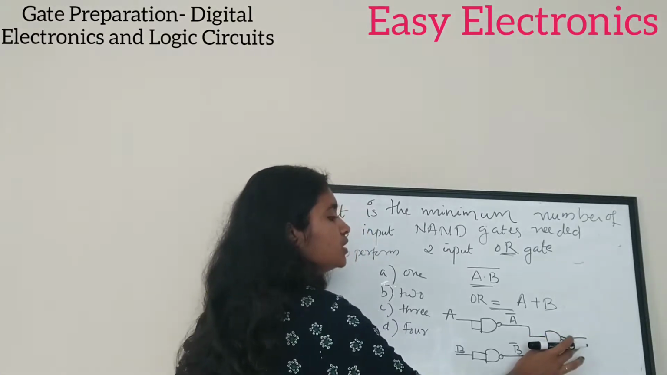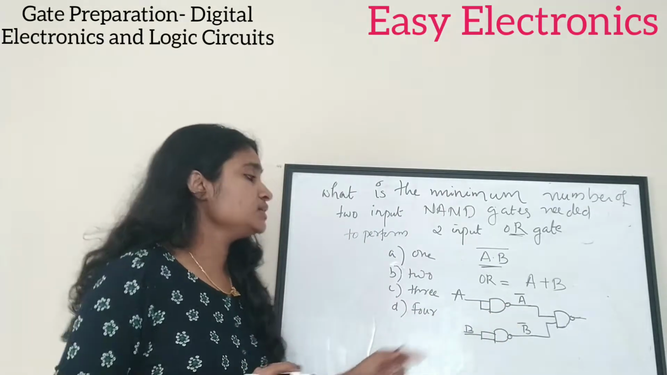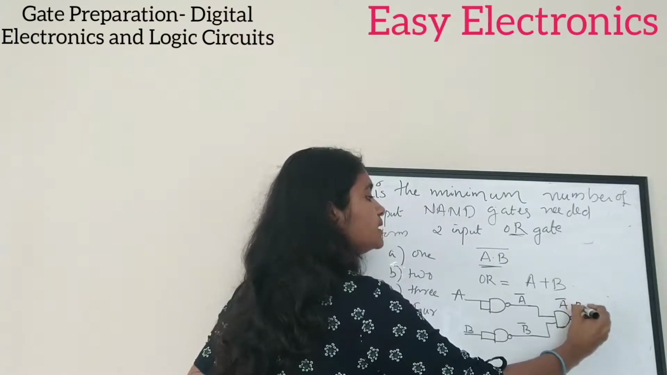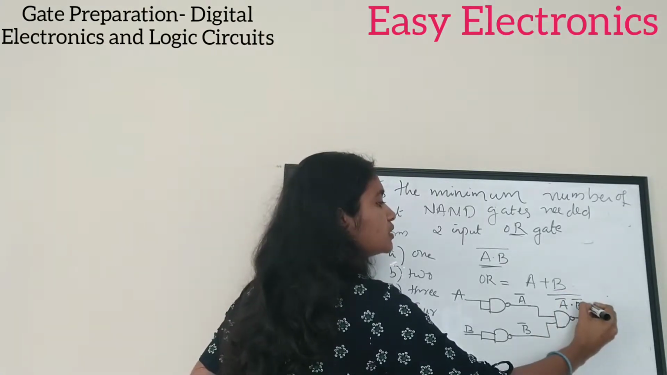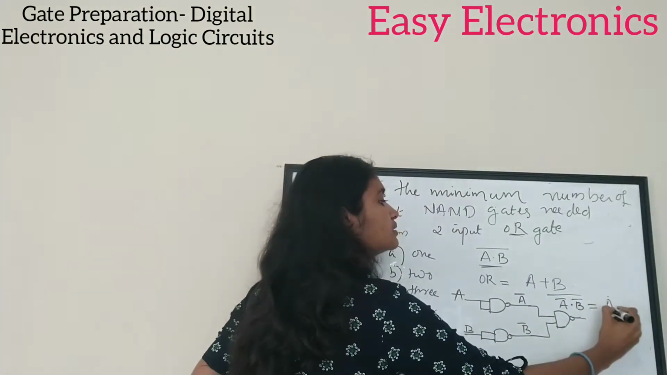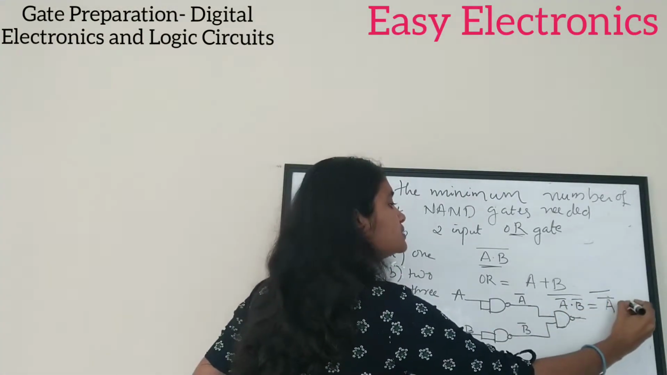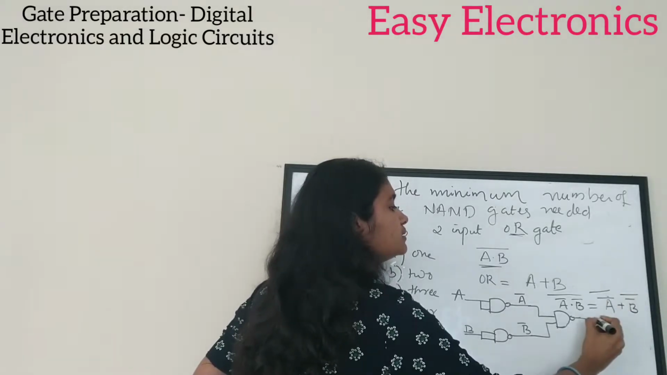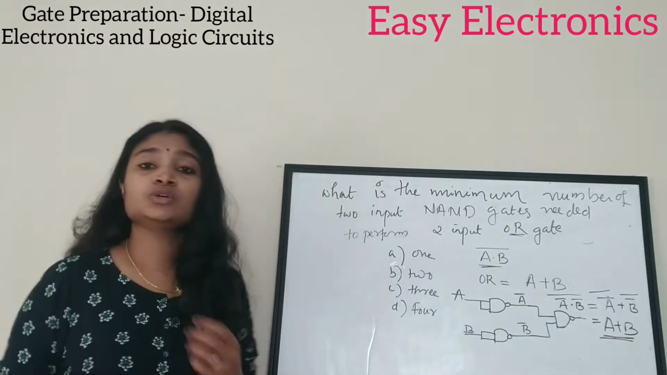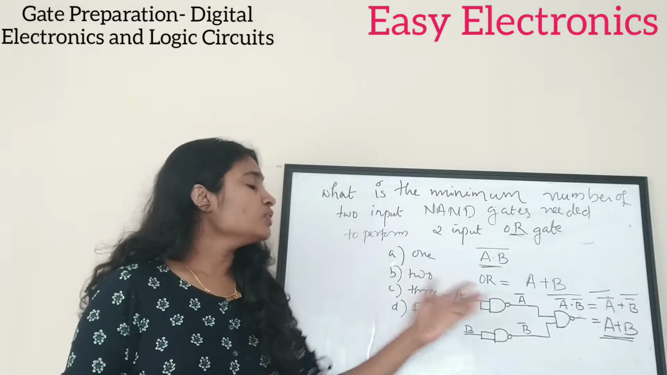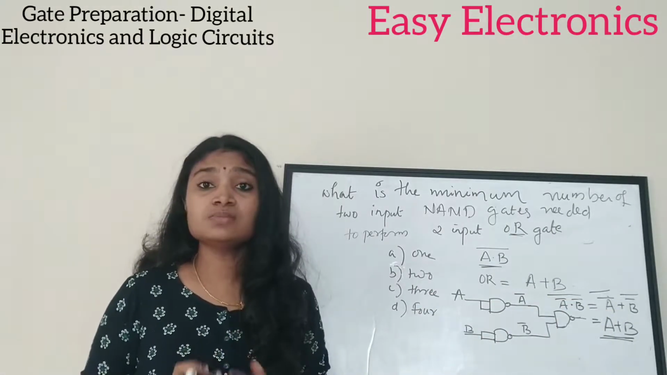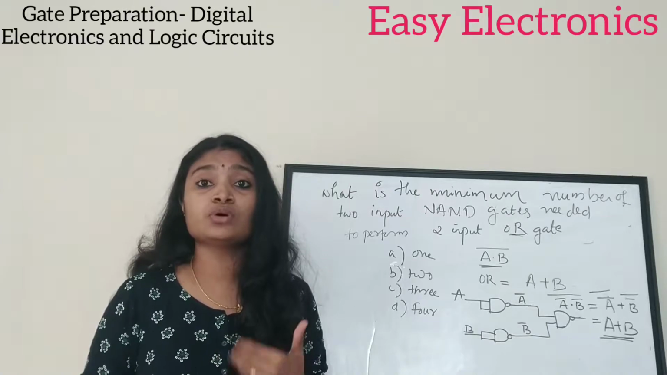So what will be the output? At the output of your third NAND gate, you have A bar into B bar, the whole bar. According to De Morgan's law, you can write this as A bar, the whole bar, plus B bar, the whole bar, that is A plus B. Which is nothing but your OR gate. So you got your OR gate realization using 3 NAND gates. So what is the minimum number of NAND gates required for OR gate realization?